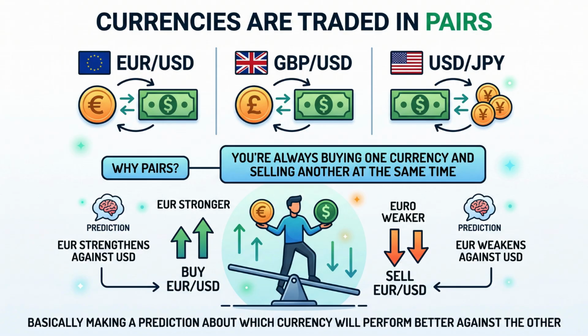Because when you trade Forex, you're not buying just one currency by itself. You're always buying one currency and selling another at the same time. Let's use euro to US dollar as an example. If you believe the euro is going to become stronger than the US dollar, you would buy euro to US dollar. If you believe the euro is going to become weaker than the US dollar, you would sell euro to US dollar. So when you trade Forex, you're basically making a prediction about which currency will perform better against the other.